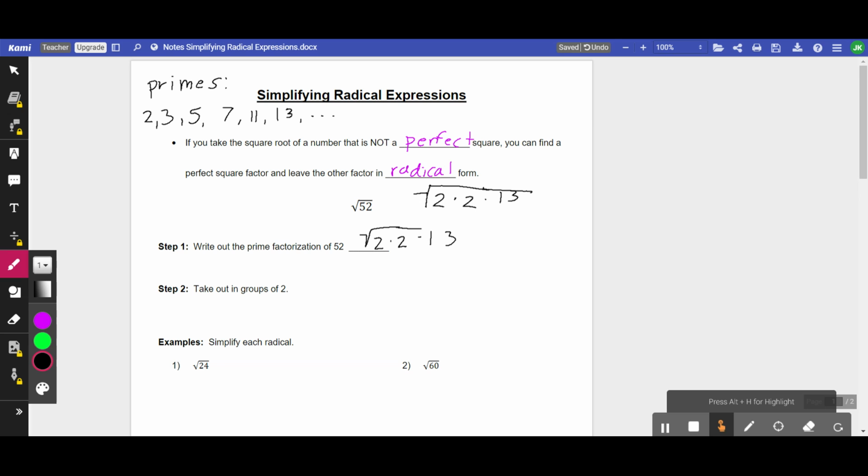And then like it says here, the next thing you'll take out in groups of 2. So for every pair of numbers, you'll take one of them out. Because you have a pair of 2's here, you'll cross off these inside here. For every pair inside, you'll bring one outside. Then you can clean this up and write your final answer the best way possible. So your answer would be 2 square root of 13.